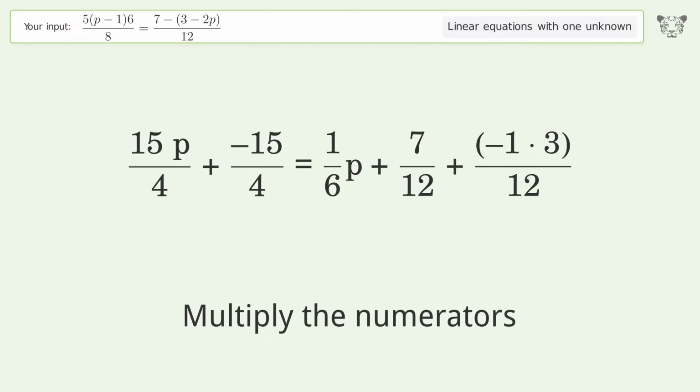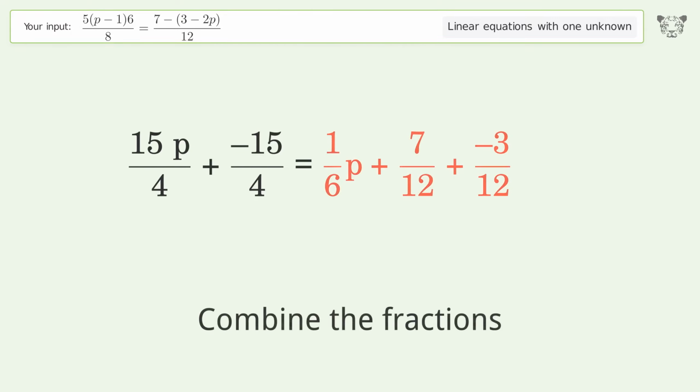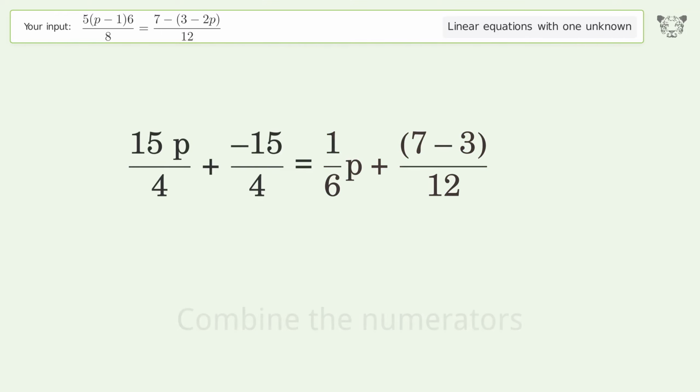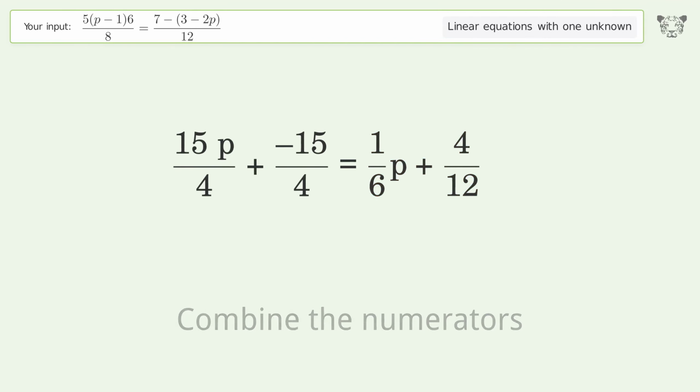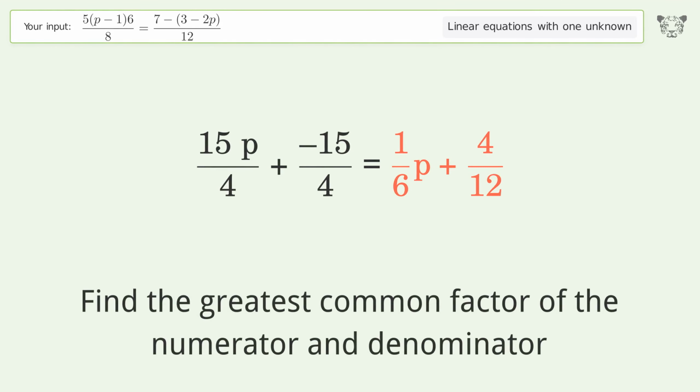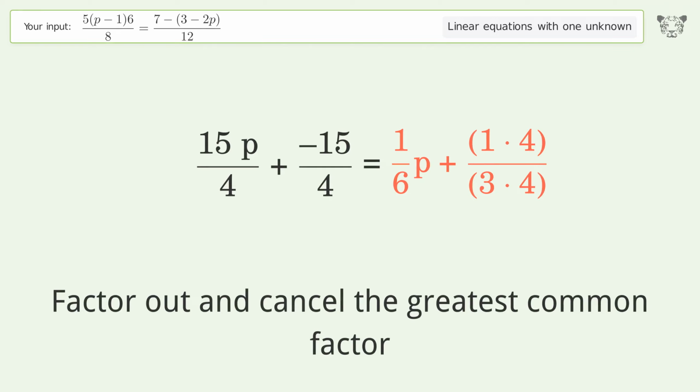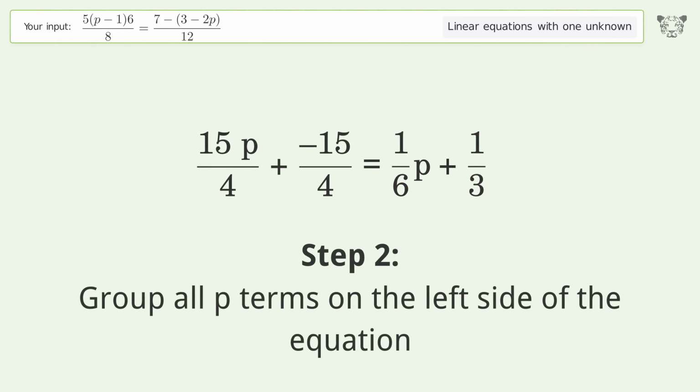Multiply the numerators. Combine the fractions. Combine the numerators. Find the greatest common factor of the numerator and denominator. Factor out and cancel the greatest common factor. Group all p terms on the left side of the equation.